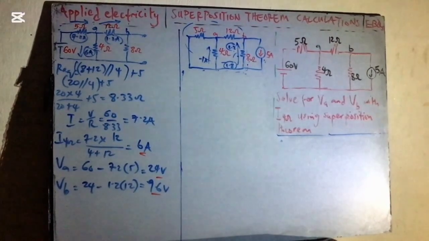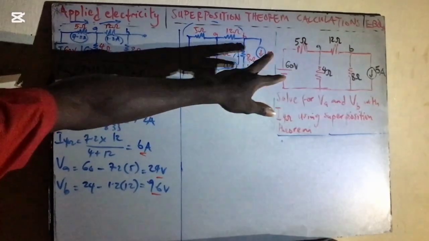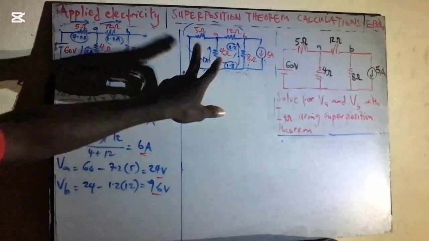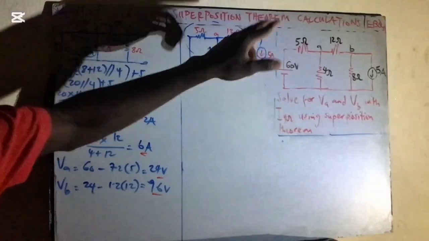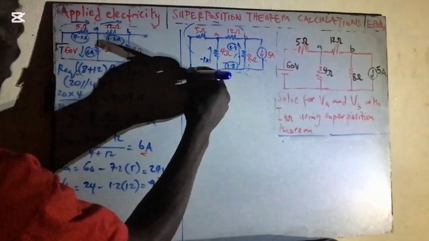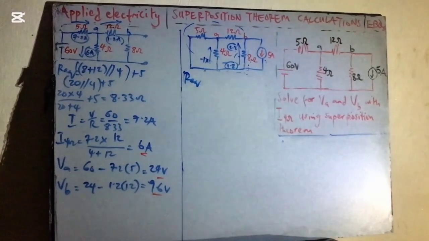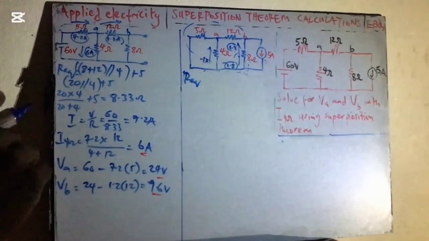So now we have used the voltage source, so we want to use the current source now, and we have deactivated the voltage source by short circuiting it. So without wasting much of our time, let us look for the equivalent resistance. Now in this case, we are not calculating all the resistances to be equivalent.